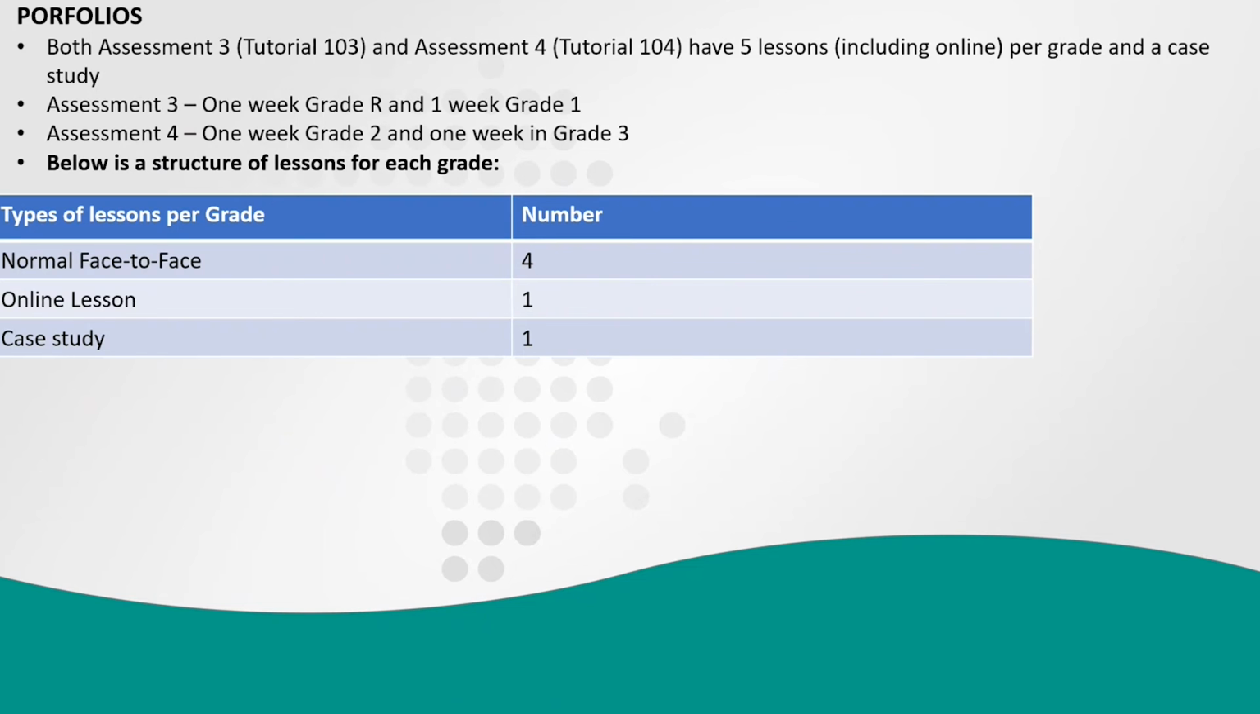Assessment 4 is 1 week in grade 2 and 1 week in grade 3. The lessons are there on the template. Type of lessons: we have normal face-to-face lessons, which is 4 lessons. And then we have an online lesson, which is 1. And we have a case study, which is 1. The online lesson, we spoke about synchronous and asynchronous lessons. I've explained them at the beginning.